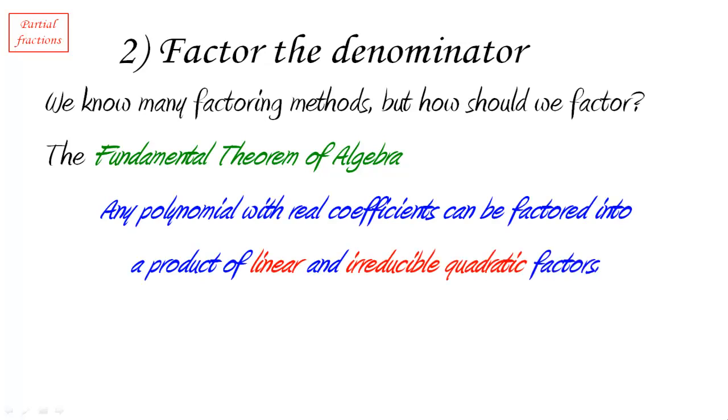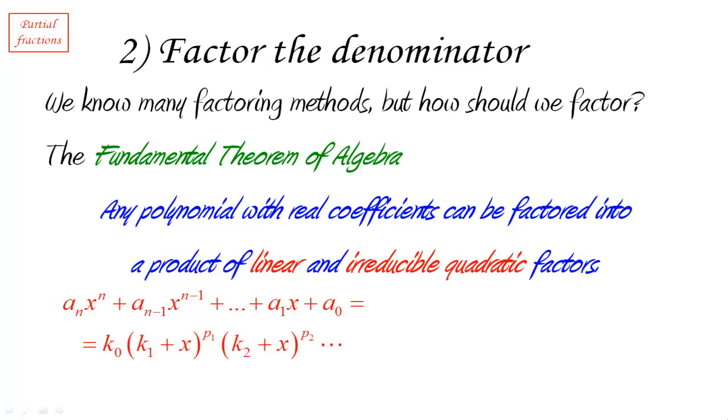Namely, any polynomial with real coefficients can always be factored into a product of linear and irreducible quadratic factors. Each one of those factors may be repeated. So what may happen is I start with a polynomial that looks like that, and I can factor it into, first of all, a number in front, k0, actually in this case it should really be an, it's the same number. So notice that this an and this k0 are really the same thing.